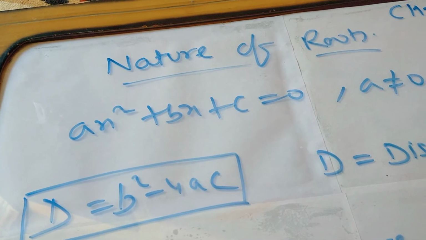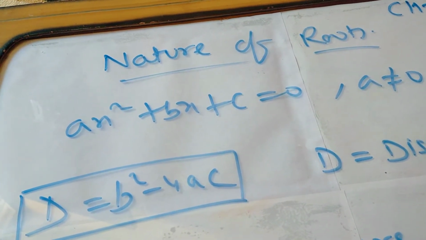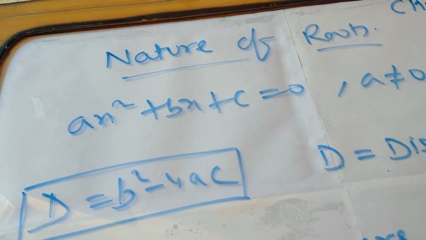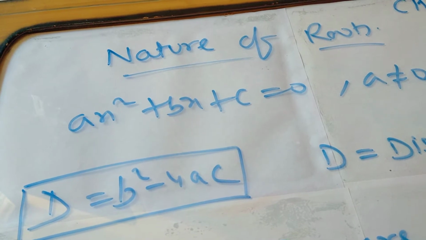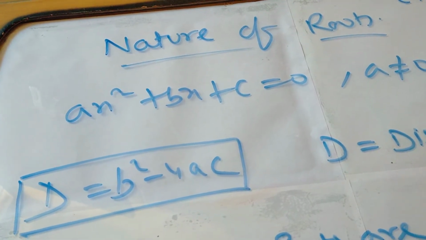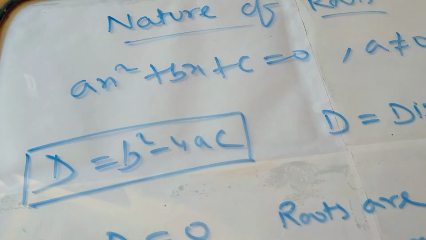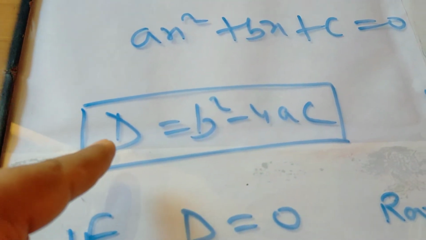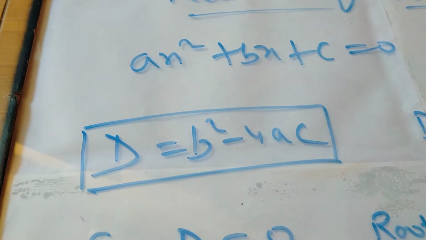So, do we have any method, without solving, by which we can find the nature of the roots? Means whether the roots are real, equal or unequal. So, we have one term. The name of the term is discriminant, D. D can be calculated by using the formula b square minus 4ac.